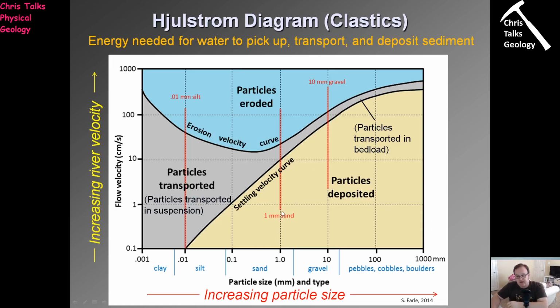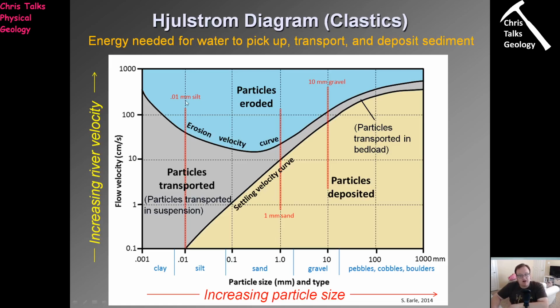So if we come along and we find what we believe is a river sediment that contains lots of 1 millimeter size sand particles, well, it gives us some idea of the flow velocity that would be required for our river to have actually moved those particles. And so it gives us some idea about how fast our river was actually going.